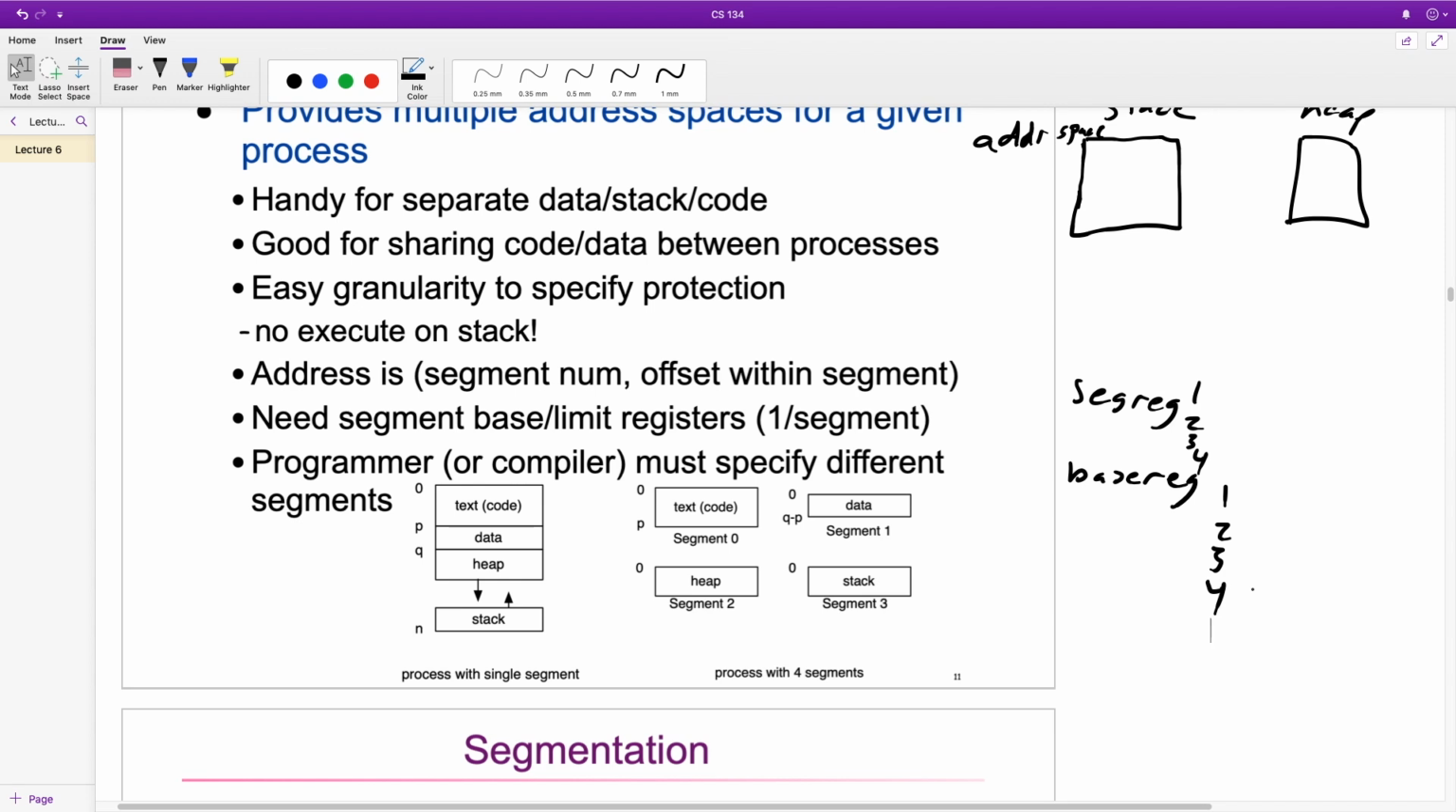Base registers refer to where each of these segments starts. The base register is where it starts, and the limit is the size of that segment. The segment registers, are they like offsets into each of these segments? The segment register, sorry, what I really mean is we have 4 limit registers and 4 base registers, and a combination of a limit and a base is a segment. Other questions? Thanks for correcting that.